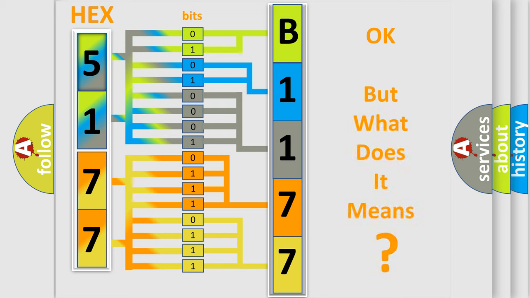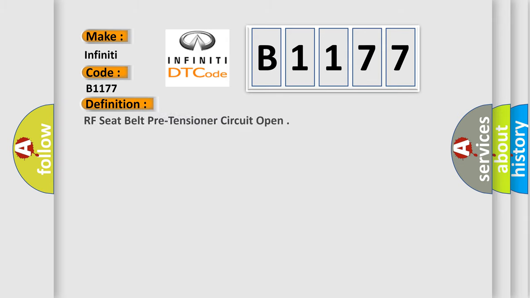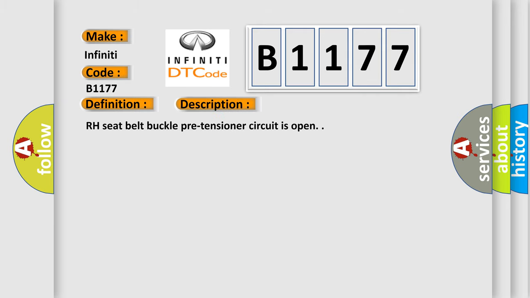The number itself does not make sense to us if we cannot assign information to what it actually expresses. So, what does the Diagnostic Trouble Code B1177 interpret specifically for Infiniti car manufacturers? The basic definition is RH seat belt pre-tensioner circuit open. And now this is a short description of this DTC code. RH seat belt buckle pre-tensioner circuit is open.